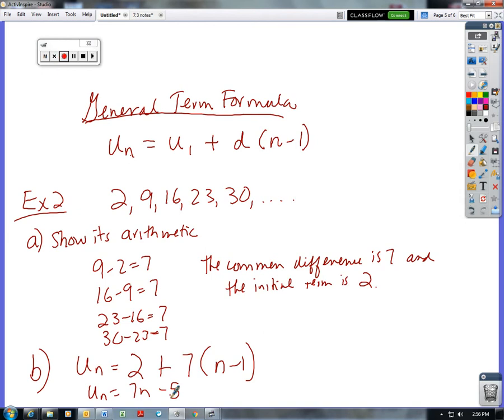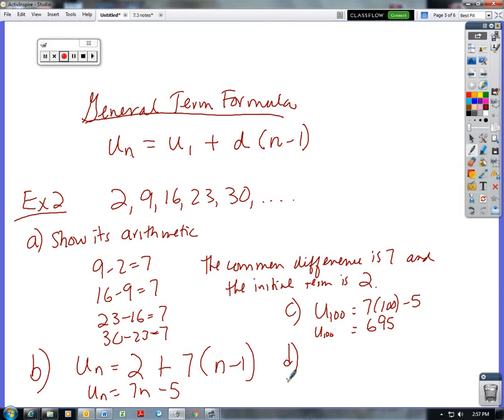Letter C asks, find the 100th term. So that means 100 is in the domain. That's the n value of 100. So I'm going to use my formula here. U sub 100 is 7 times 100 minus 5. So that's 700 minus 5. 695 is u sub 100. So with the formula from B, it's very easy to answer questions like letter C.